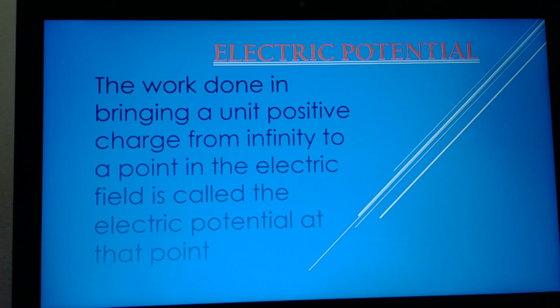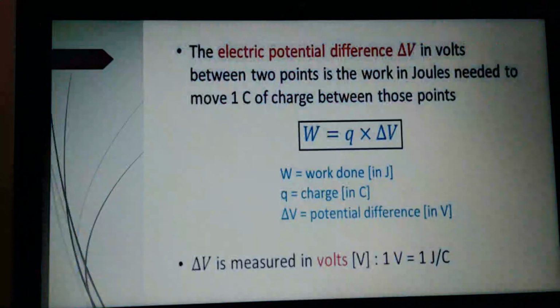How can you measure the potential difference between 2 points? I will explain. Potential difference between 2 points is the work done to move 1 coulomb of charge between those points. Read it carefully. For electric potential difference, forget for now the volts and units I mentioned. The definition is that the electric potential difference is the work needed to move 1 coulomb of charge between those points.